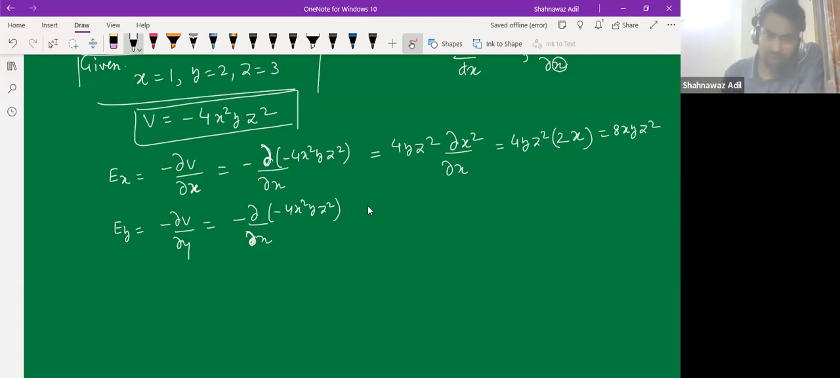Okay, so now again, this is y, right? So what is the variable in this thing? What is the variable? Sir, Y is the variable. Yes, Y is the variable because we are taking the differentiation with respect to it.